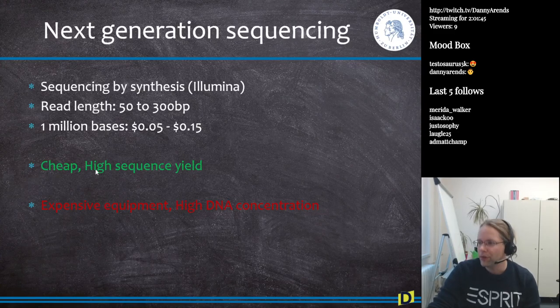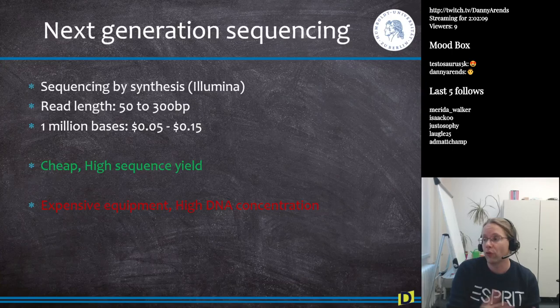So it is cheap. You get high sequence yields, which means that you get a lot of reads. The problem here is that the equipment is relatively expensive, and you have to start with relatively high DNA concentrations in the beginning, which generally is not an issue if you take tissue, but for forensics this might be an issue. For forensics there are other technologies which are more expensive but allow you to start with a much smaller amount of DNA.